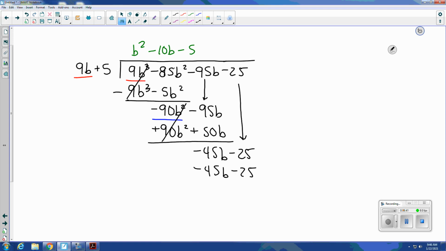minus 25. We're subtracting this whole value. So the negative distributes, the signs change to plus plus, cancels, 0. There's nothing left to bring down, so we are done. 0 is our remainder. What we have up here is our quotient. So this is the result of dividing those two polynomials.